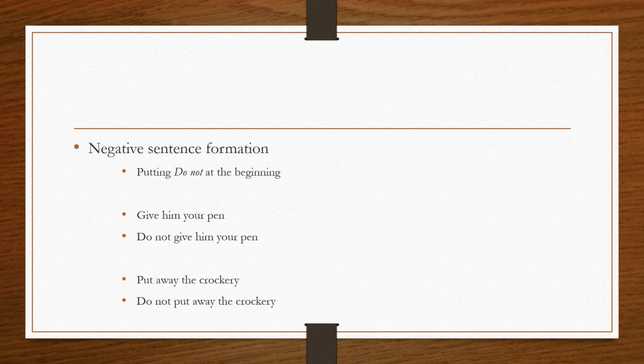How can we form the negative form of an imperative sentence? You can make an imperative sentence negative by putting do not at the beginning. For example, give him your pen. You can put do not in the beginning and make the sentence, do not give him your pen. Another example, put away the crockery. Do not put away the crockery.